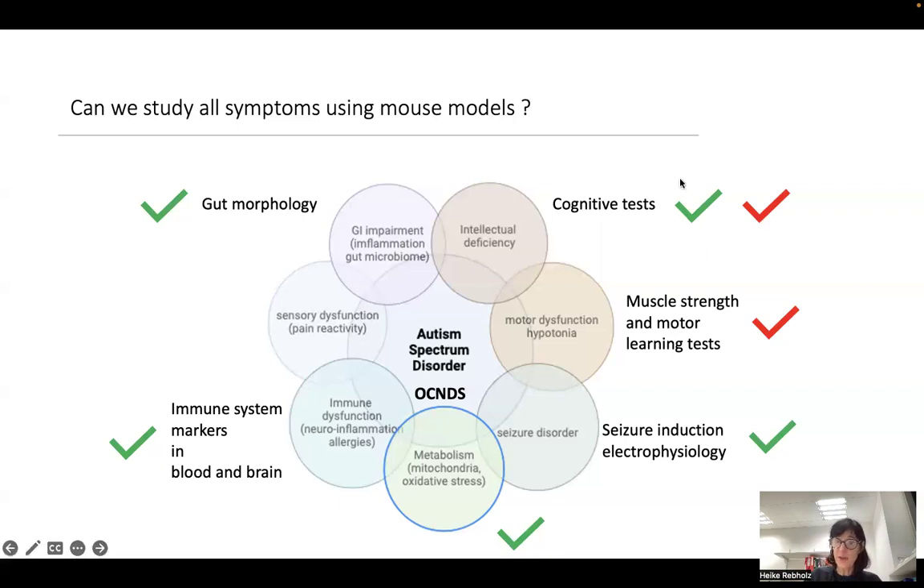Then, of course, we could do cognitive tests with the mice. That is the first thing we do, and we see that we get some cognitive defects that we can find in our mice, but not all tests show that. So it's not across the board that in all cognitive tests we perform, the OCNDS mice perform worse. That's not actually the case. But in some, and repeatedly in some, we can see that they do perform differently from their littermates. And we can also, of course, investigate motor strength and motor learning, which would parallel hypotonia or problems in achieving motor milestones such as walking, etc.